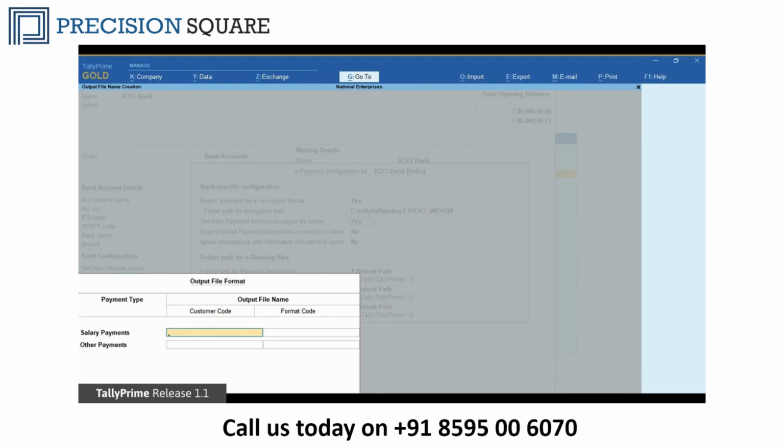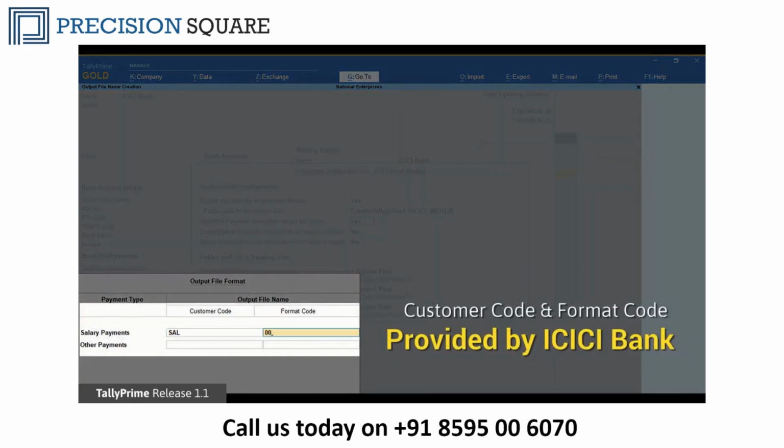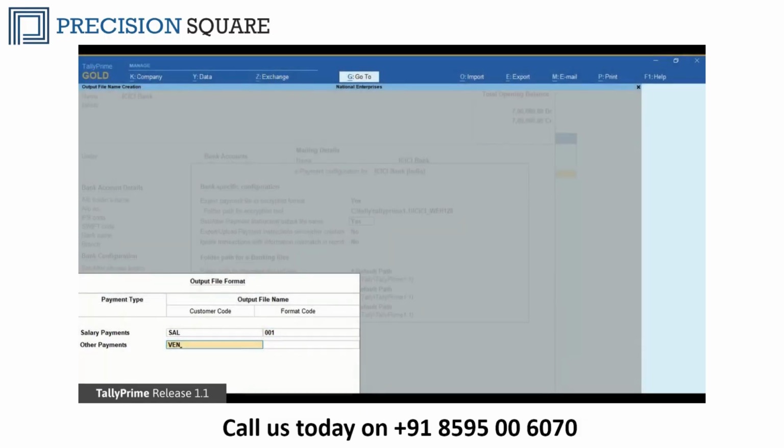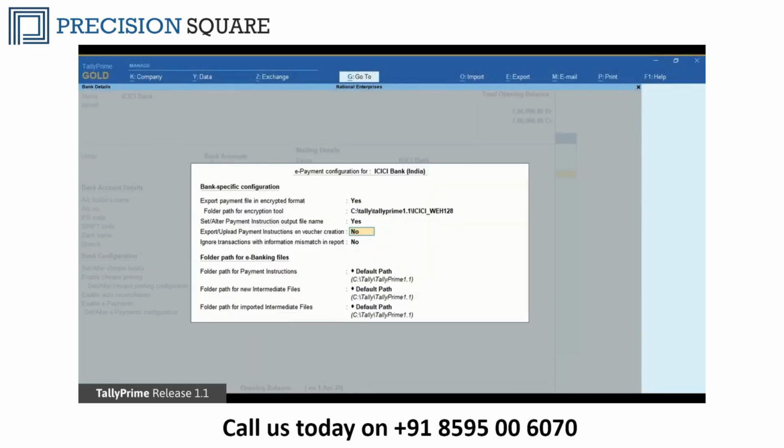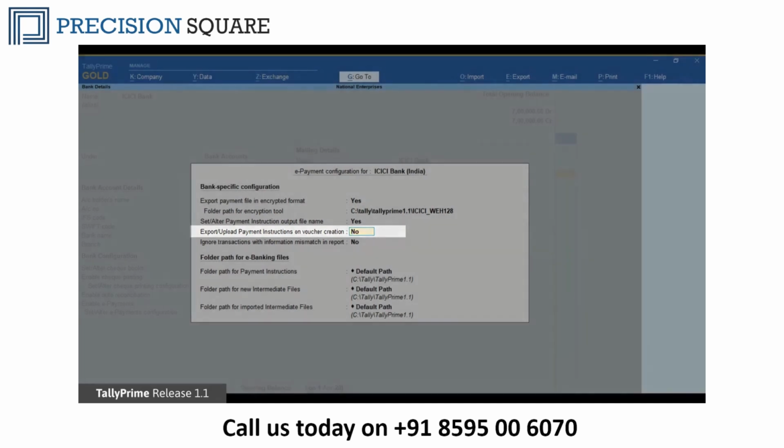In the output file format screen, enter the customer code and format code as provided to you by the bank and save. Export or upload payment instructions on voucher creation is set to No by default, which will allow you to export payment instructions from the e-payments report in bulk. However, if you want to export payment instructions at the time of voucher creation, set it to Yes.